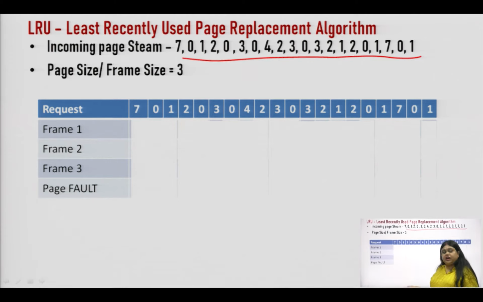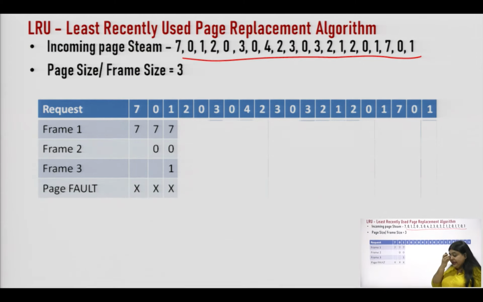Starting with 7, obviously right now the memory is empty, we do not have any pages in the memory. So, 7 comes in with a page fault, 0 again comes in with a page fault, and 1 comes in with a page fault. Till here everything was okay because we had free space in the main memory. So, there was no need for replacement.